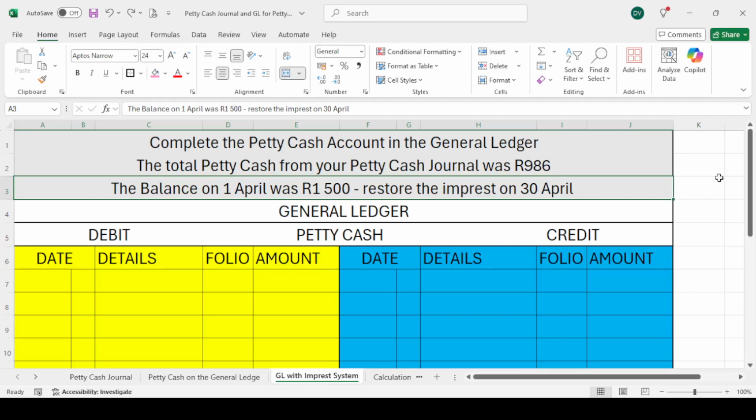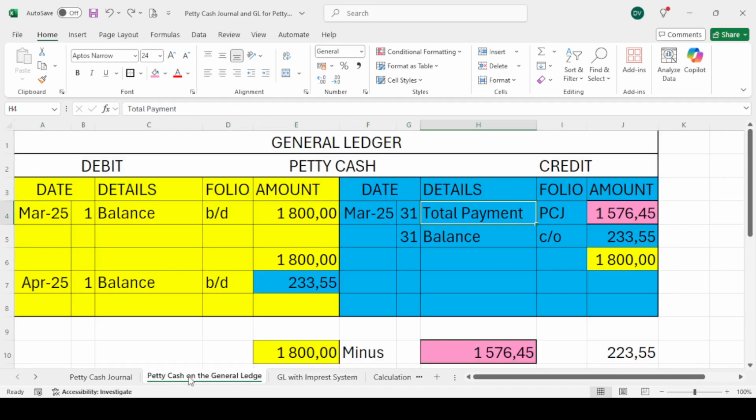With the other petty cash on general ledger, the one that we did in my previous video, let me just show you. You had a balance at the beginning of the month of 1,800 Rand. You used 1,576 Rand and 45 cents of that. And the balance now that you've got for the next month is 233 Rand 55.